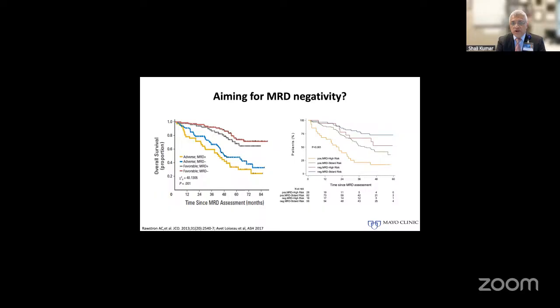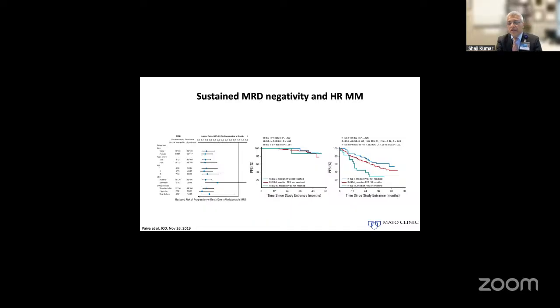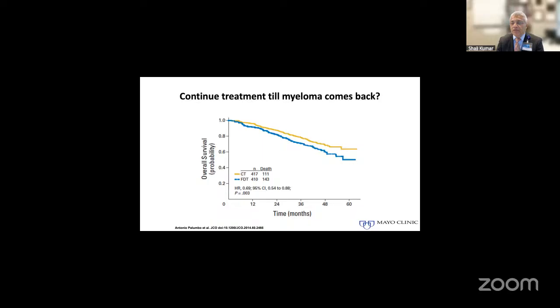The second is obviously aiming for the MRD negativity. We know that patients who are even high risk, if they get to be MRD negative, their outcomes improve. And this has been shown in multiple different studies. And the deeper the response, better the outcome is. The second aspect is not just getting to be MRD negative, but staying MRD negative. And that's where the 2-drug maintenance therapy often plays an important role. Because patients who get to be MRD negative and lose the MRD negativity quickly tend to have actually worse outcome than people who don't even get MRD negativity. So we have to get there and we have to stay there.